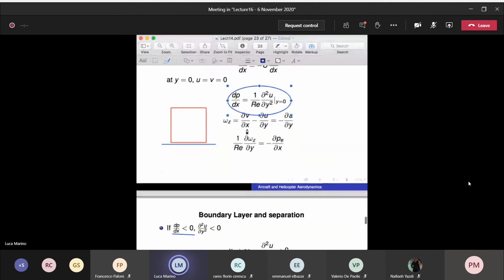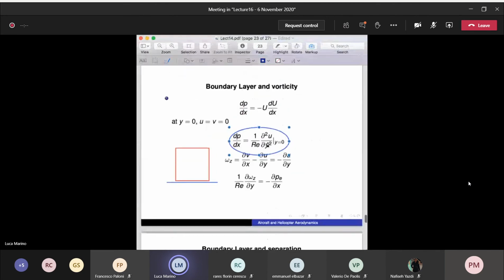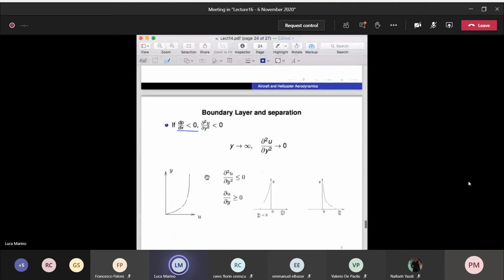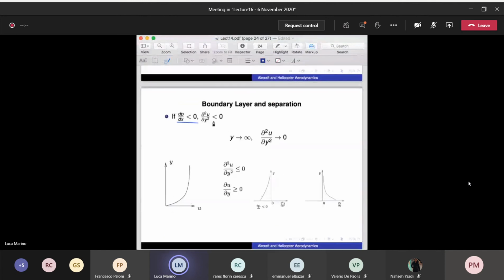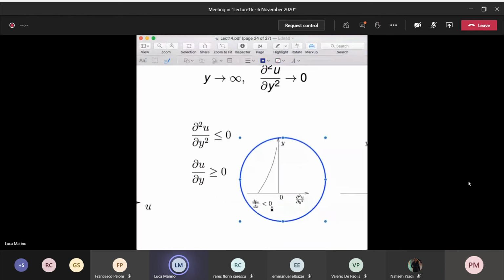In fact, if dp over dx is negative, also the derivative of the shear stress at the wall will be less than 0. So you have to read this equation starting from this picture here. We know that for dp over dx less than 0, so a pressure gradient which is favorable, we start from something which is less than 0.